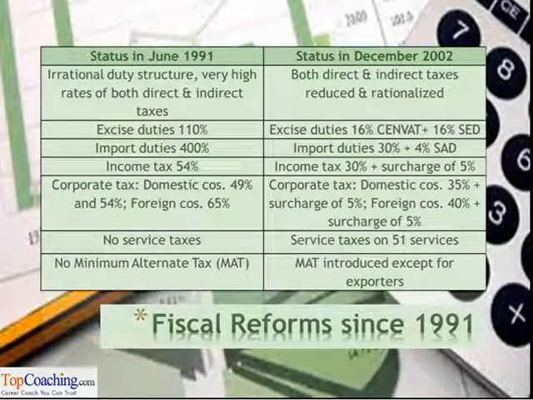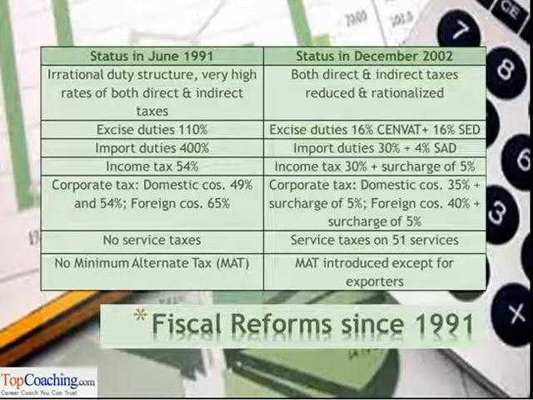The corporate taxes in June 1991 were 49% and 54% for domestic companies and 65% for foreign companies. Whereas in December 2002, corporate taxes on the domestic companies were 35% plus surcharge of 5%, and corporate tax on foreign companies were 40% plus surcharge of 5%.